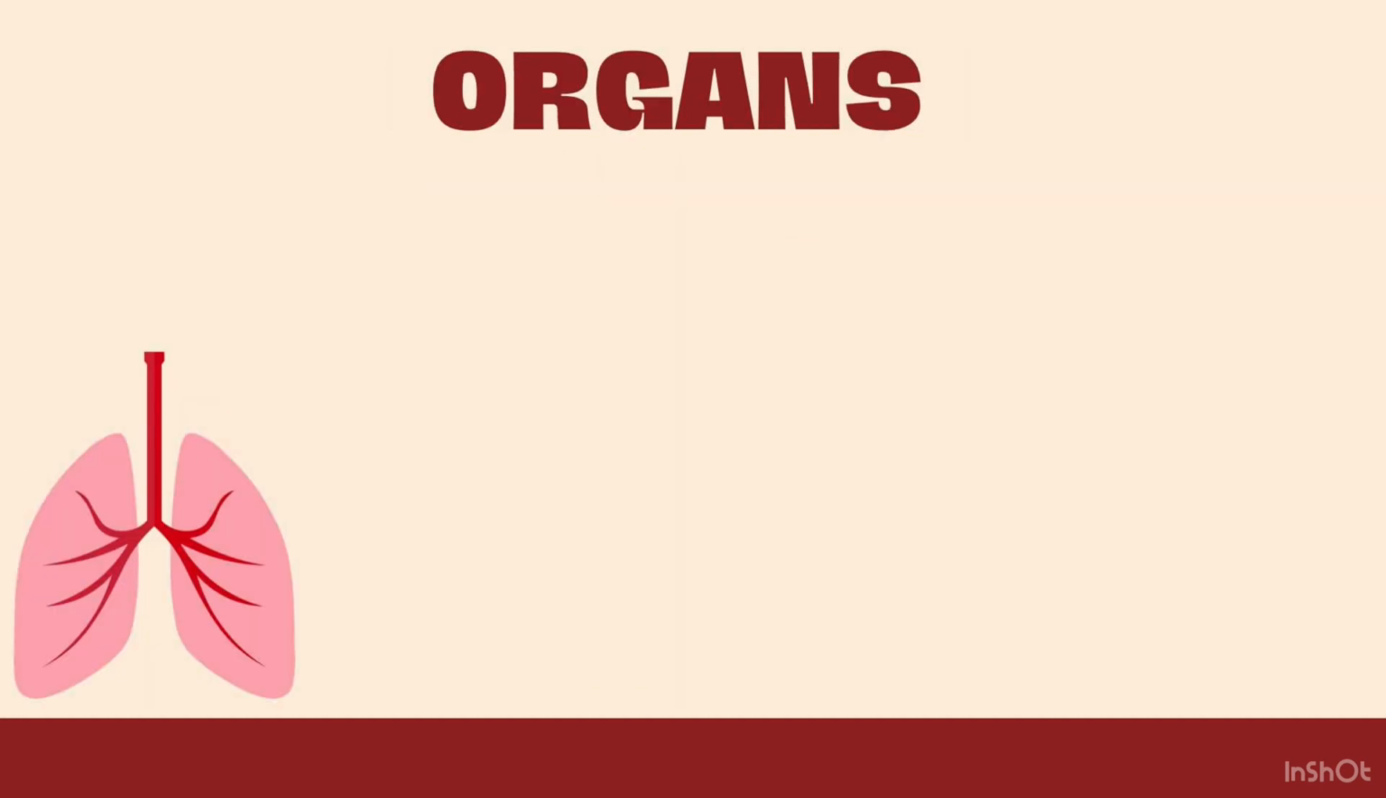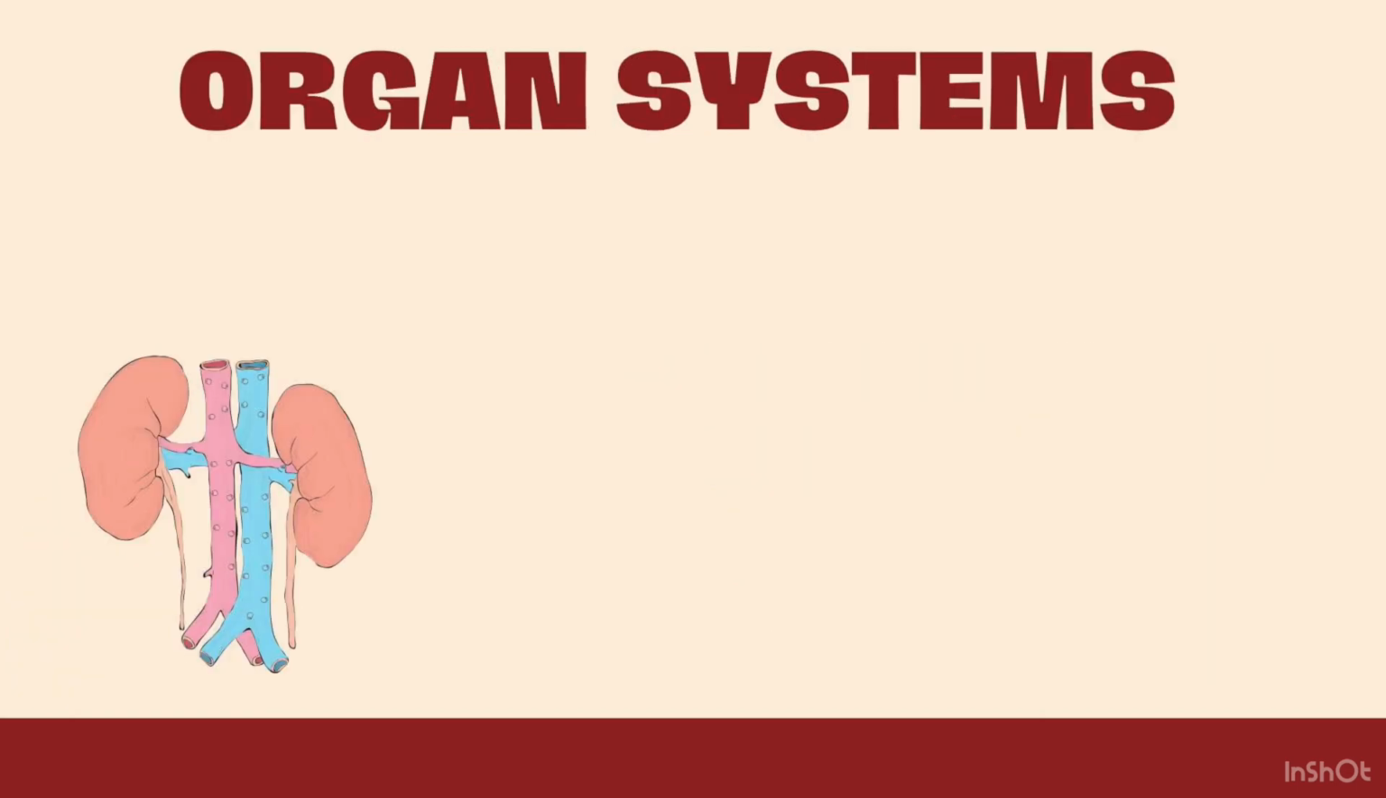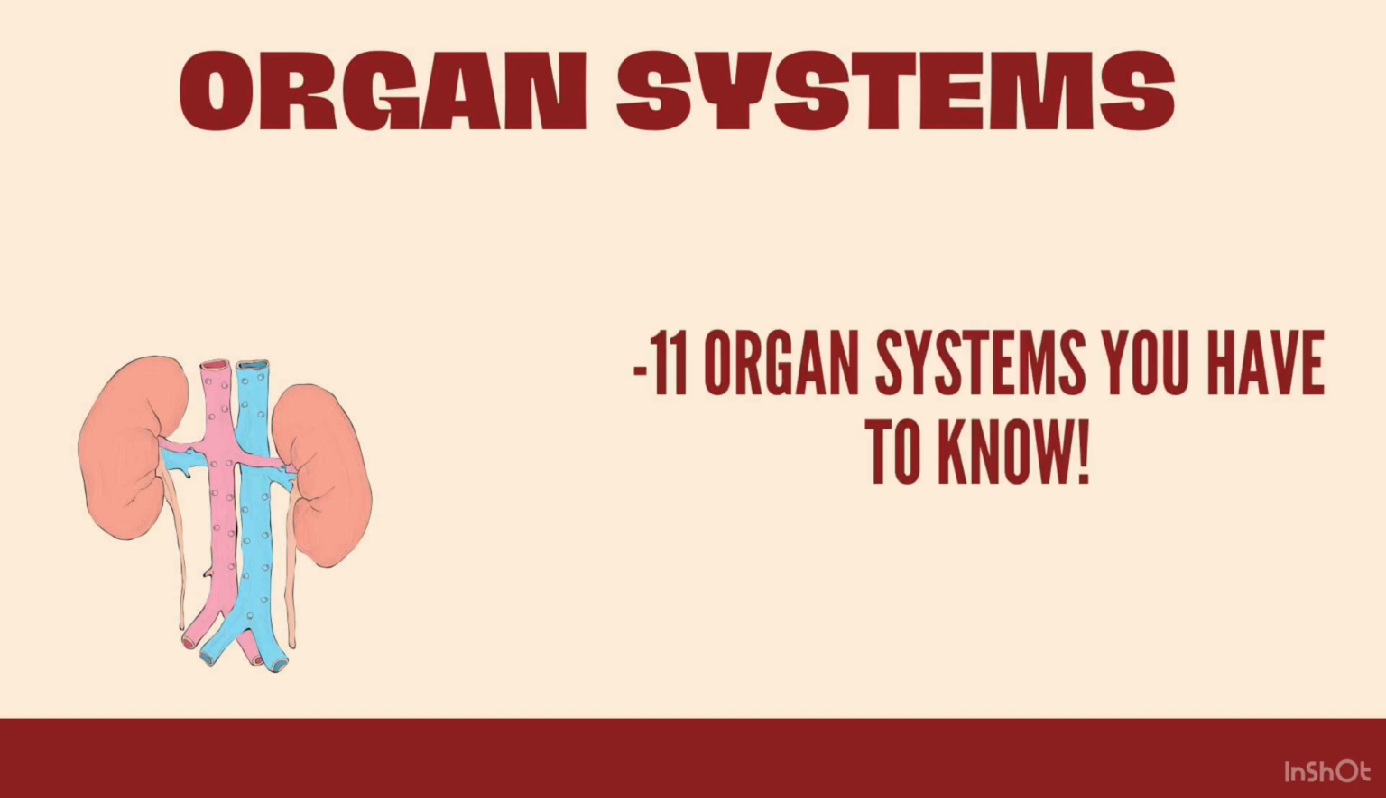Oftentimes, tissues are called the building blocks of the organs, and here's why. It's because organs are structures made up of two or more tissues that work together to perform a specific function. In this video, we're going to be looking specifically at organ systems, which are a group of organs that work together to perform a specific function or set of functions in the body. There are 11 organ systems you have to know. So I'm going to go over these systems very briefly.